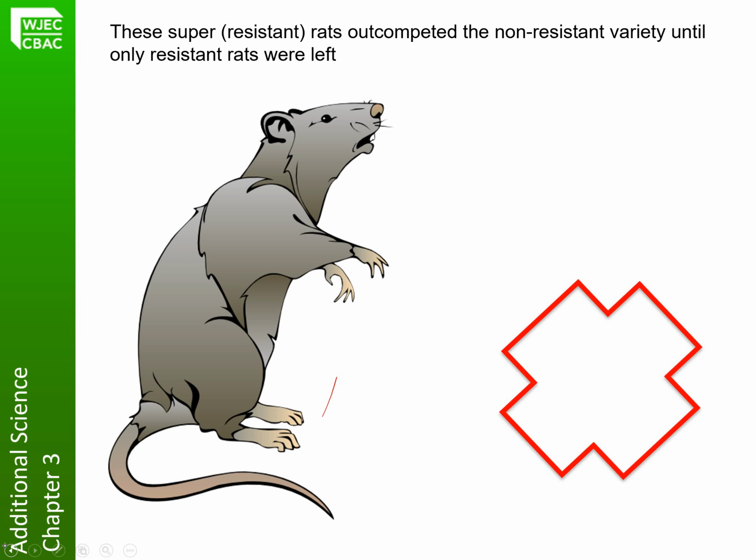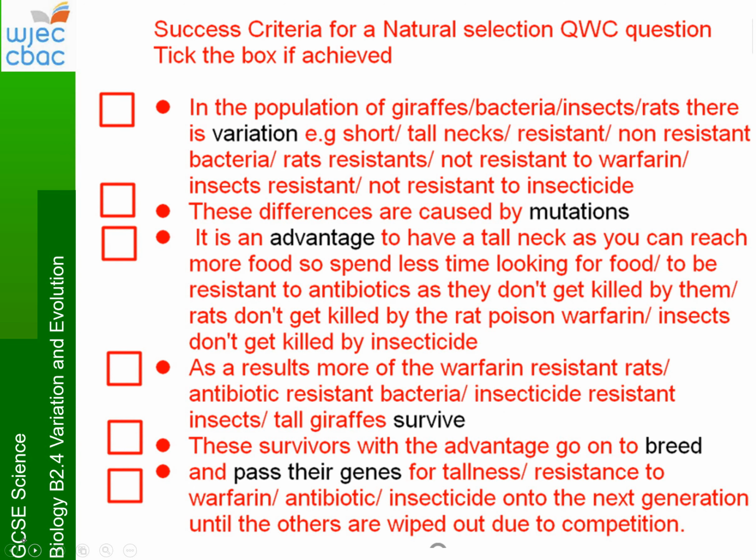Pause the video, have a go, and then I'm going to go over a mark scheme that will pretty much cover you for lots of different examples of natural selection. So, any kind of natural selection question that's a QWC, a 6-marker, is going to be looking for at least these 6 points. And you can see I've highlighted in black those words that we've been talking about all the time. Variation, mutation, advantage, survival, breeding, and genes, okay?